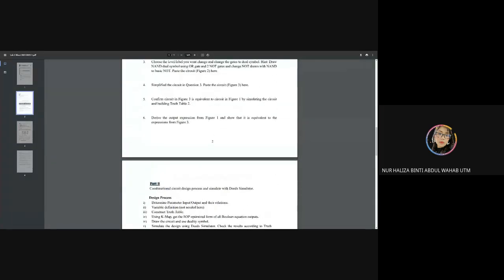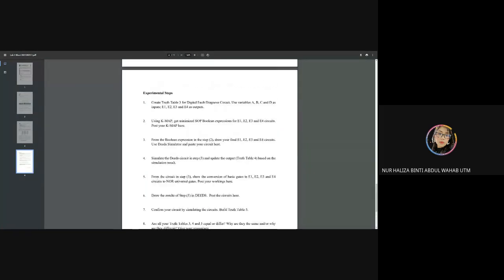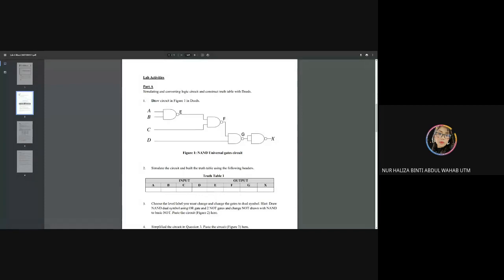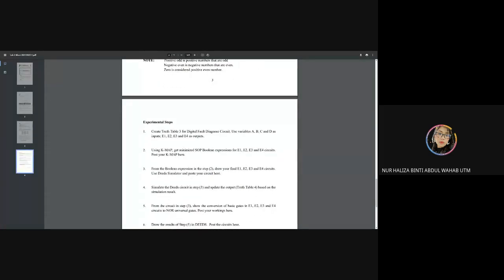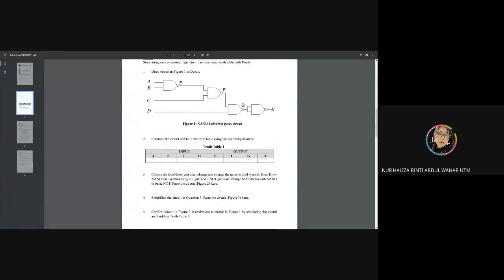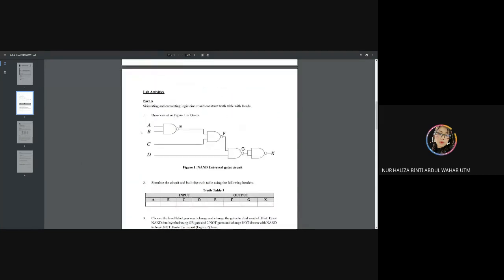For your PDF report, you kena jawab semua. You need to answer all, okay? From part A until part B, you kena answer semua. And you can see here, sometimes there is a question that you need to make from Deed Simulator. Ada lagi beberapa question daripada Deed Simulator, paste your circuit here. So you need to screenshot or snap using your phone and paste into your report, the PDF, okay? This one you need to draw by yourself. So for PDF report, full from part A until part B.